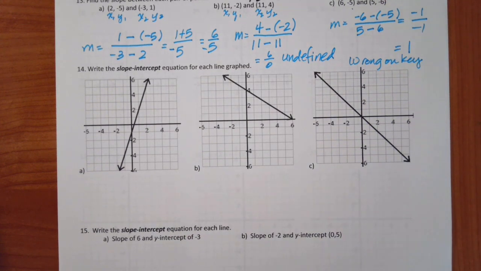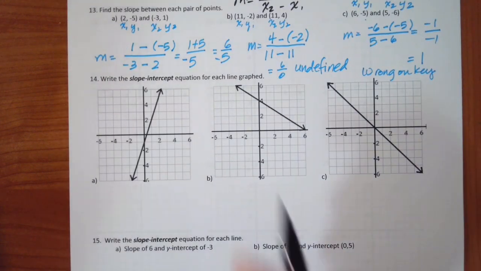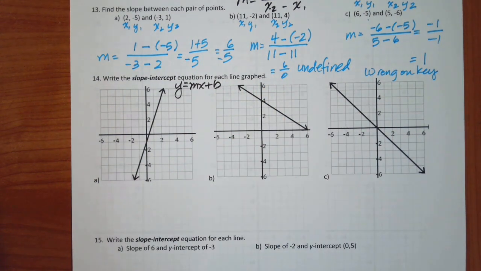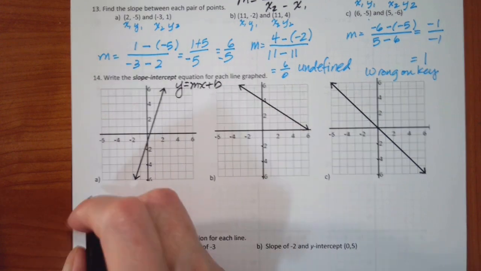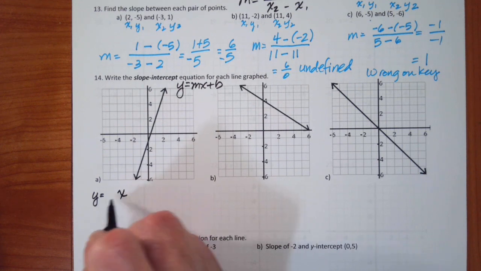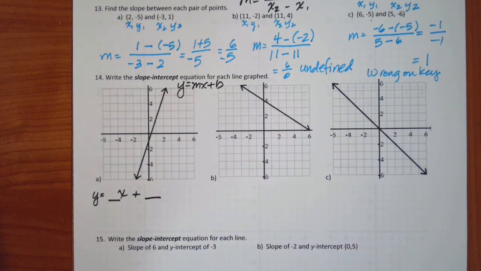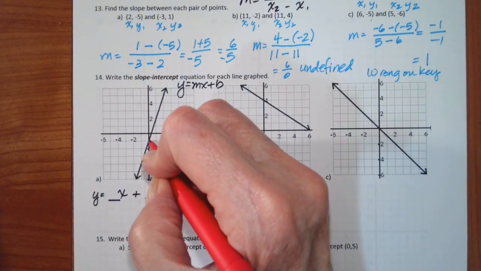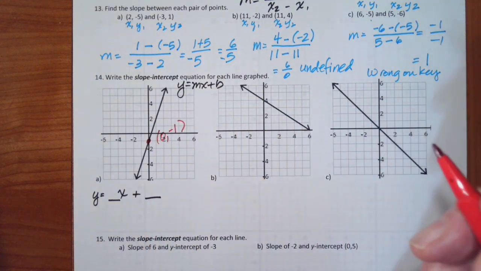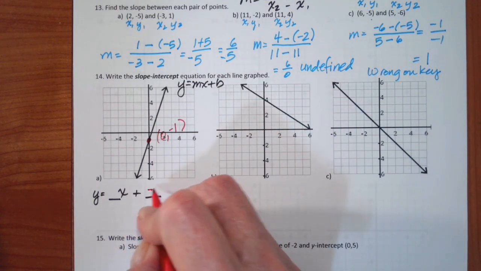Okay, let's write the slope-intercept equation for each line graph. That means y equals mx plus b. You will need to know those formulas. So I need to know where the graph crosses the y-axis. That's your b, and I need the slope. Each of these is going to be y equals something times x plus something else. Well, my b is right here. 0, negative 1 is my y-intercept, which tells me b is negative 1.